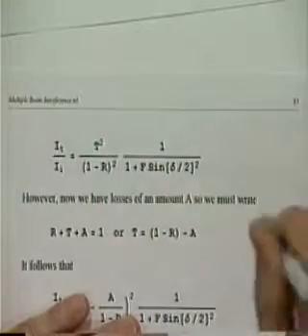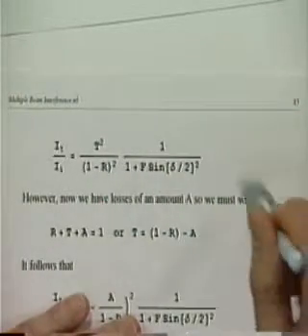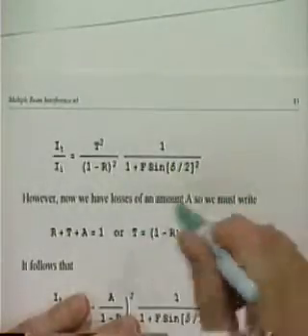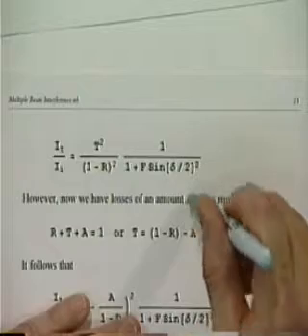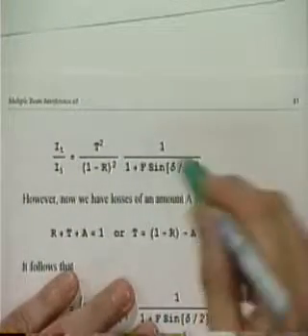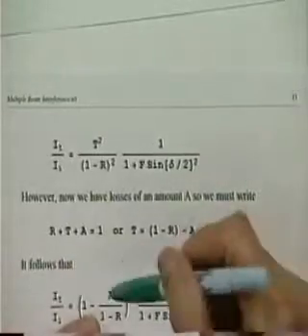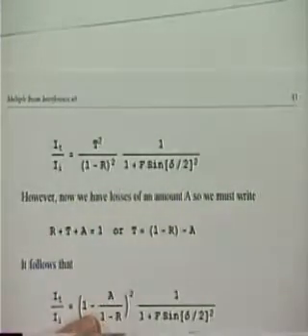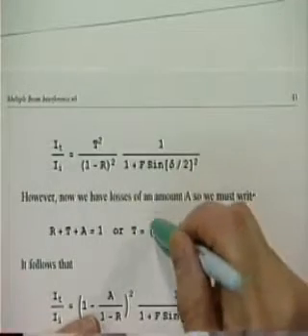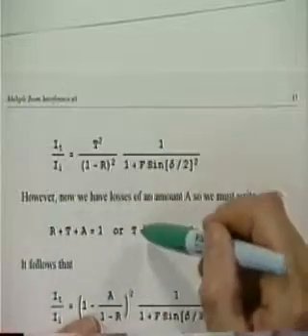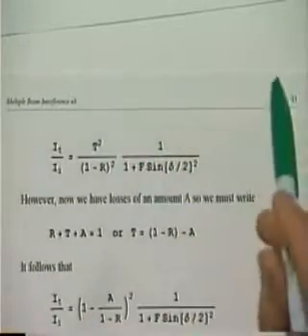Now we have a loss. And so we have some loss with A. And again, A sounds like I'm only talking about absorption, but it's any loss I have, scattering, whatever, I can lump it in, call it A. So now I would have R plus T plus A is equal to 1. Well, in other words, T is equal to 1 minus R minus A. So now what I'm going to do is to take this and plug it in there.